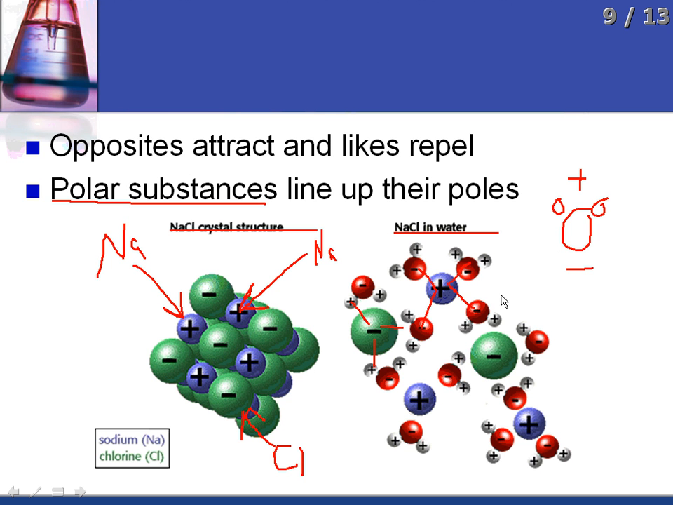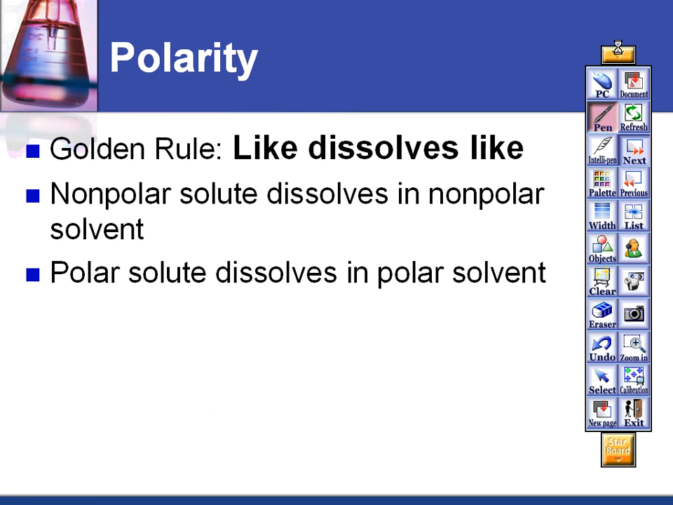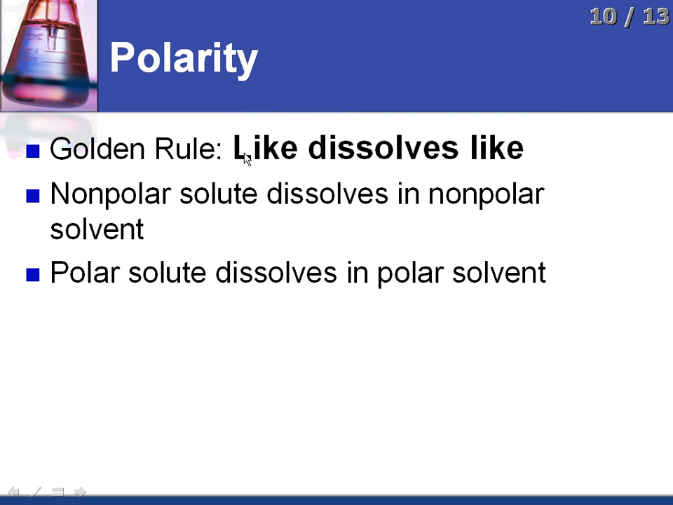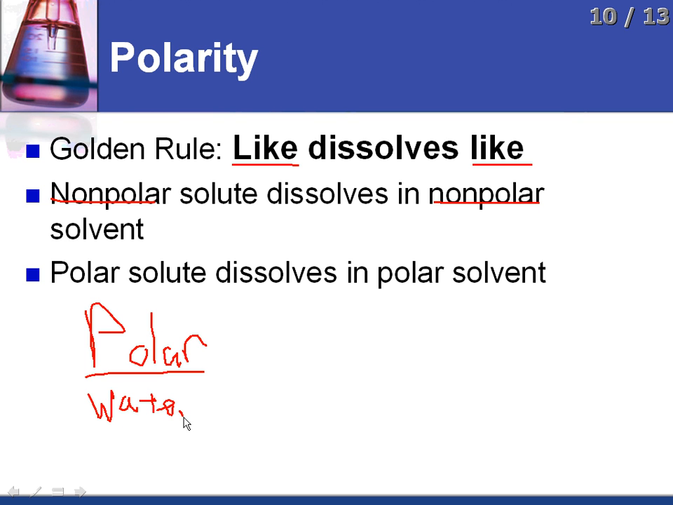When the positive and negative sides of compounds line up with their opposites, just like the magnets line up with their opposites, the rule is, and it affects polarity, that things that are polar dissolve in things that are polar. Things that are not polar dissolve in things that are not polar. A classic example of polar things: water is polar. Salt is polar.